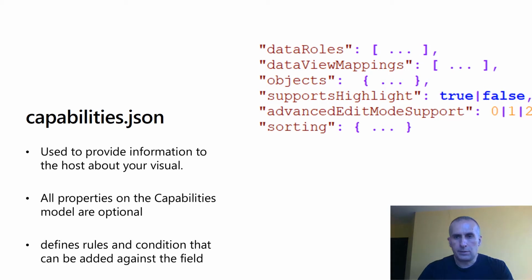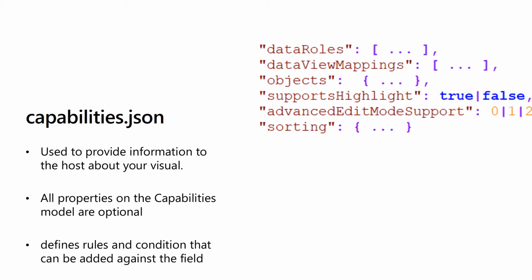Data roles is the first one. In data roles are defined the data fields that your visual expects. Data roles are very important because you need to have fields from your data model, and without valid information there, your visual will not work. The section data view mappings describes how you want your data to be mapped, and the section objects describes how your property panel options will be configured.